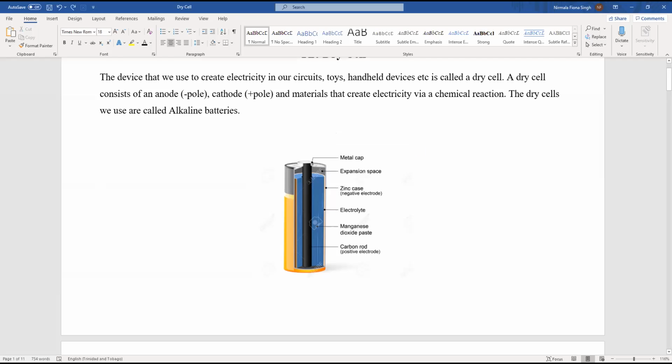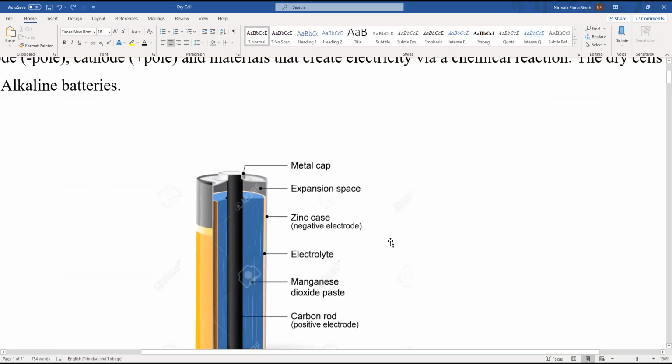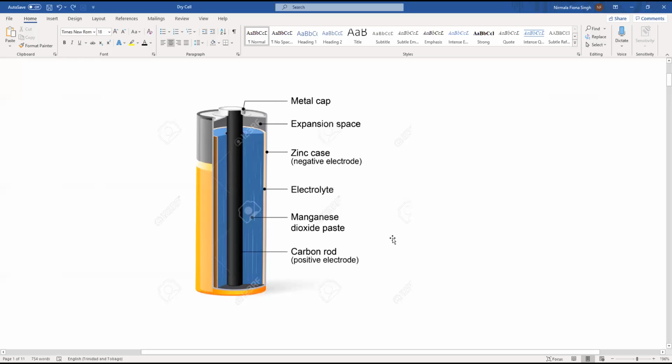All right, sorry about that. So here, let's just look and see, zooming in a wee bit. This is the basis of our alkaline battery. So we have a metal cap at the top, right? Your metal cap at the top is going to tell us where we have our positive.